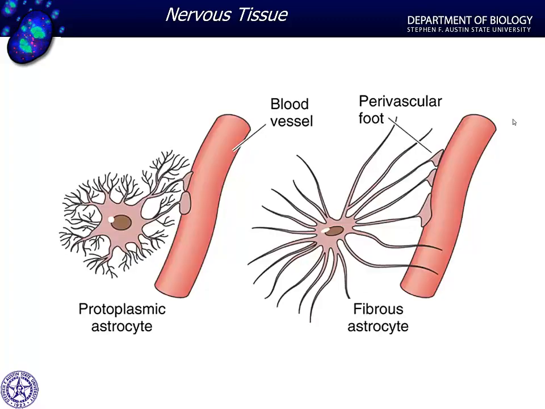So here we can see the protoplasmic type on the left versus the fibrous type. And again, you can see how they are contacting the blood vessel. What you don't see in this illustration is just simply how they pass. The other processes are connected to a neuron.